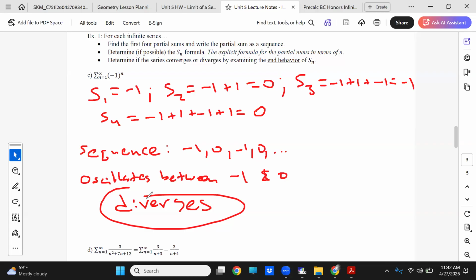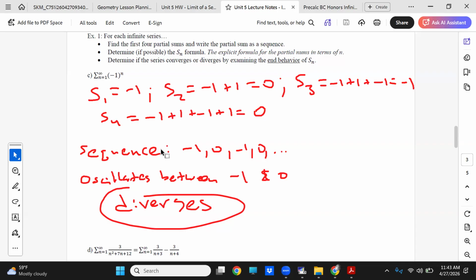Because there's an oscillating nature to it, you can automatically deduce that this will diverge. So you could just make that sense. You don't have to find S sub n. It's not necessary.